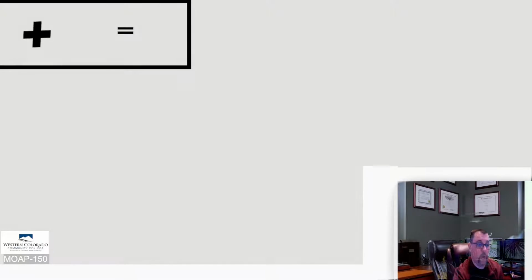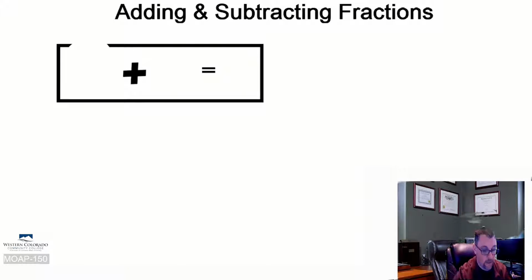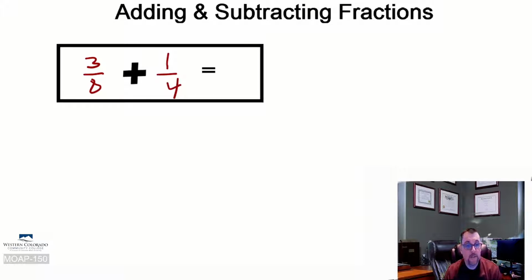All right, now let's presume that we were asked to add 3/8 to 1/4. Okay, so we can't do this problem on our own immediately because we don't have a common denominator. We have 8 here and we have 4 here.